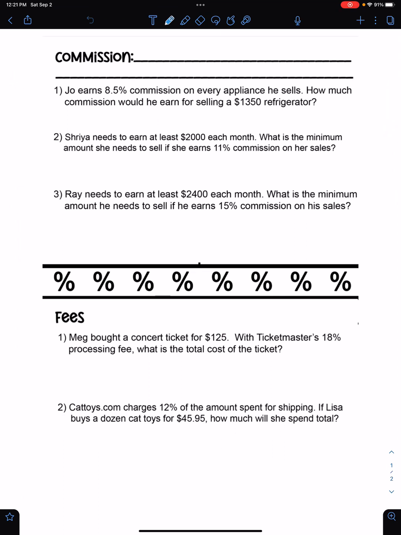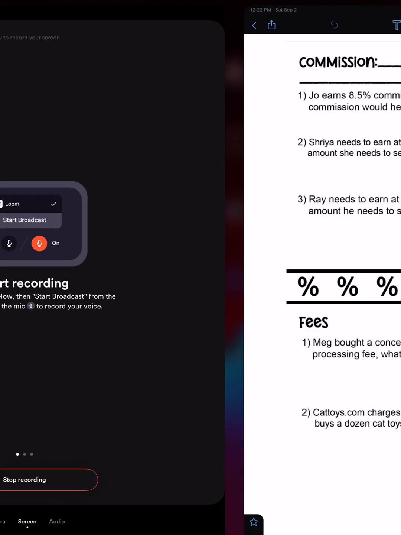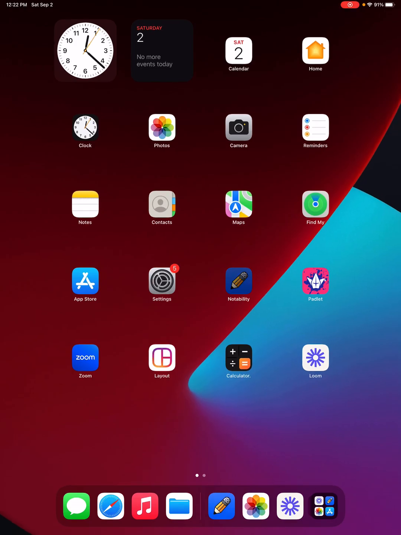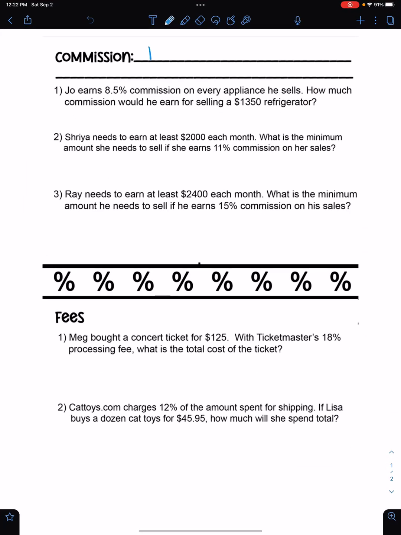If you don't know what commission is, it's something that usually a salesperson earns based on the number of sales, and it's always a percent. Commission is the percent earned on the total sales. Remember, I never go back and start over because I don't have time, so if something crazy happens with the screen, we just keep going.